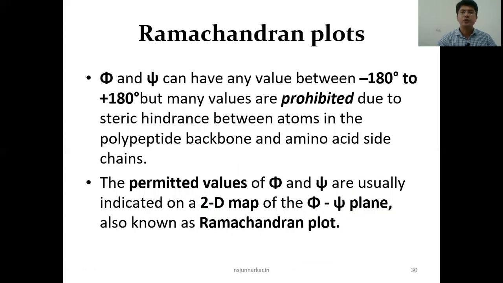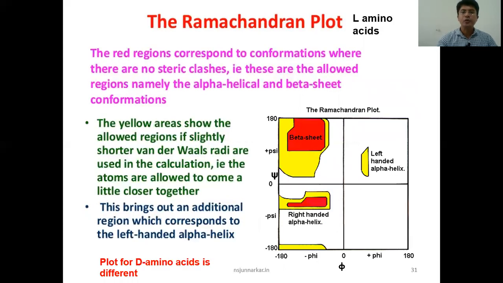Ramachandran plots are used for studying which structures are possible in the protein structure. So phi and psi can have any value between minus 180 degrees and plus 180 degrees, but many values are prohibited due to steric hindrance between atoms in the polypeptide backbone and amino acid side chains. The permitted values of phi and psi are usually indicated in the 2D map of the phi-psi plane, also known as a Ramachandran plot.